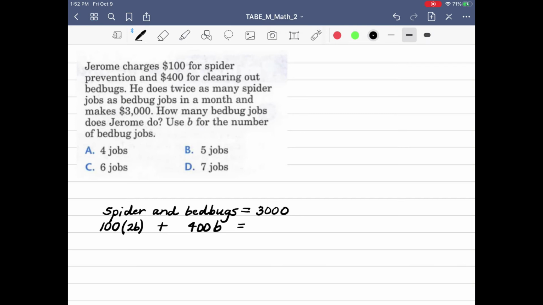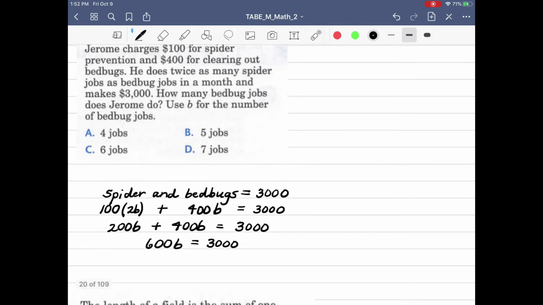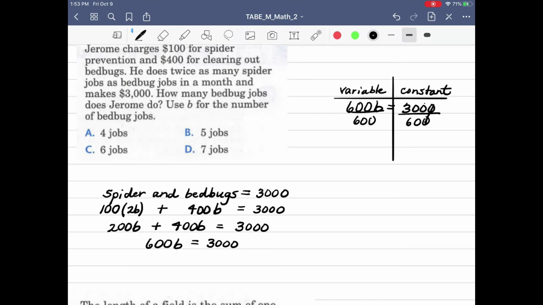Okay. And all of that adds up to 3,000. So the spider jobs would be 200B plus the bed bug jobs are 400B, and together that is $3,000. So we're looking at 600B equals 3,000. So to solve this one, if you use your frame, you may not need your frame to do this one, but if you need it, go ahead and draw it. You have the variable and you have the constant. And this is a one-step problem where we have to divide. 6 into 30 is 5 times. So the bed bug jobs are 5 jobs.